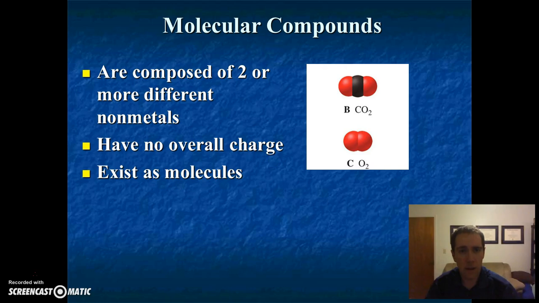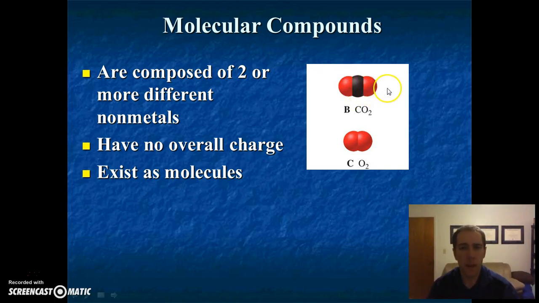In contrast, a molecular compound, even though it's made up of two or more different elements, they are all nonmetals. So if you want to tell the difference between an ionic compound and a molecular compound, look and see if there's a metal involved. If there's a single metal in there, it has to be an ionic compound. Molecular compounds, there's no charges whatsoever. We don't have to worry about charges. Instead of being in a crystal lattice, they're actually in molecules. And a molecule means it's made up of a molecular compound.